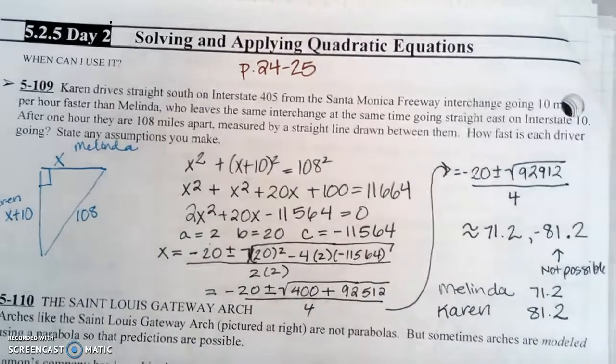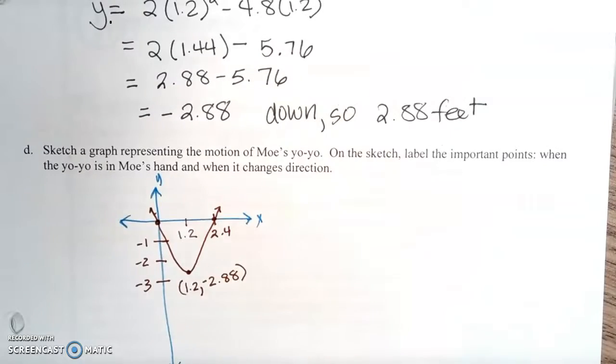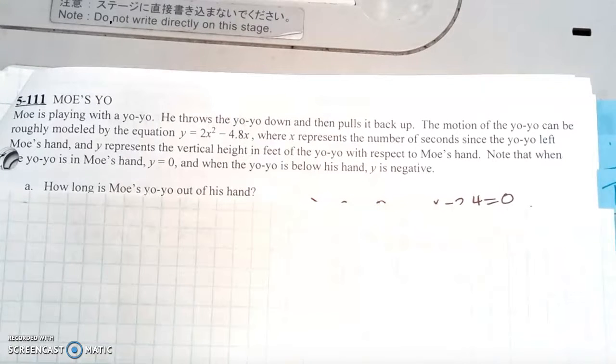Okay. Problem 110, we're going to skip. And then go ahead and turn over to the top of page 25. All right. Top of page 25 is question 111. It's called Mo's Yo. Mo is playing with the yo-yo. He throws the yo-yo down and then pulls it back up.